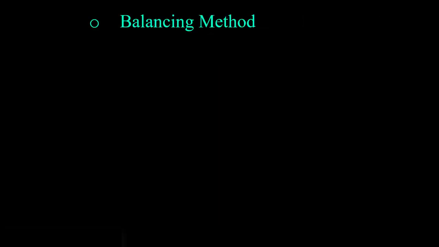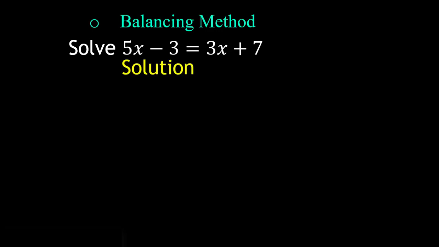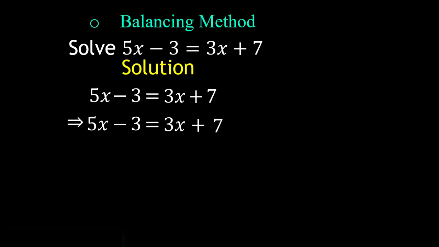Now let's look at an example. Example 1. Solve 5x minus 3 equal to 3x plus 7. Solution. Now let's illustrate the equation and let me display it once more. Okay. Now what do you see here? You realize that we have 5x and we have 3x at the other side of the equation. And then we have minus 3 and then plus 7 at the other side of the equation as well.